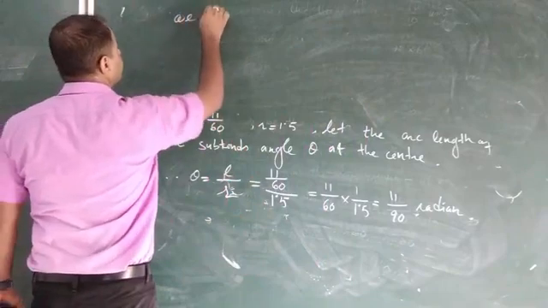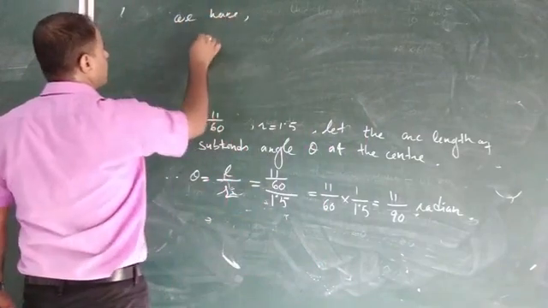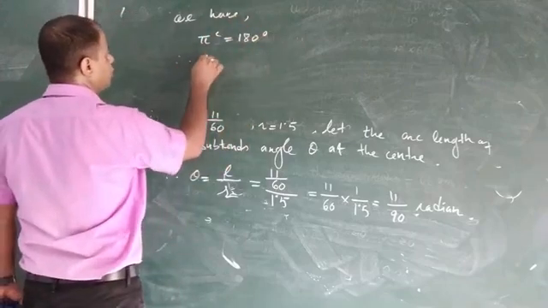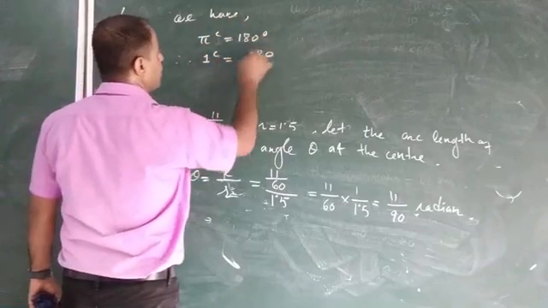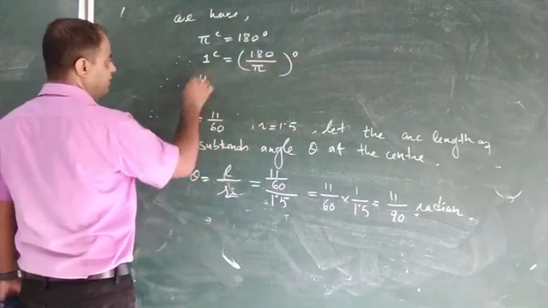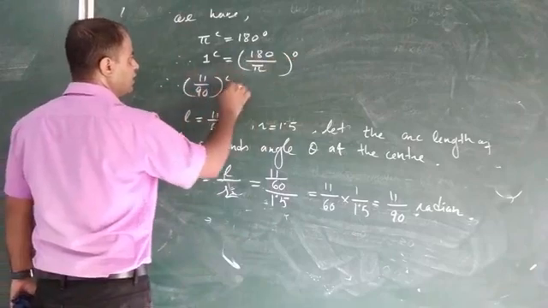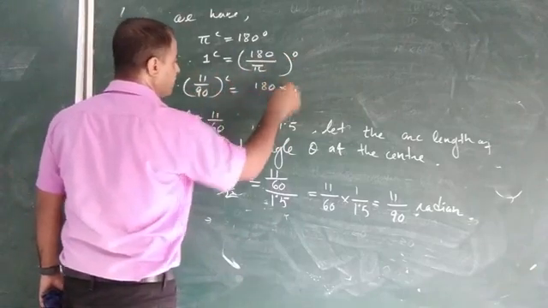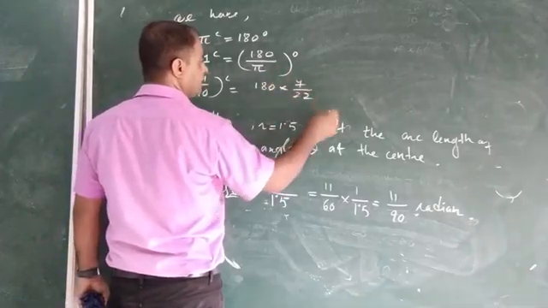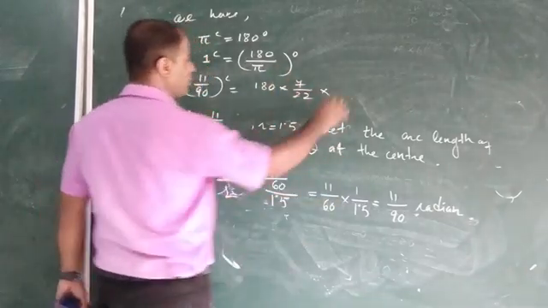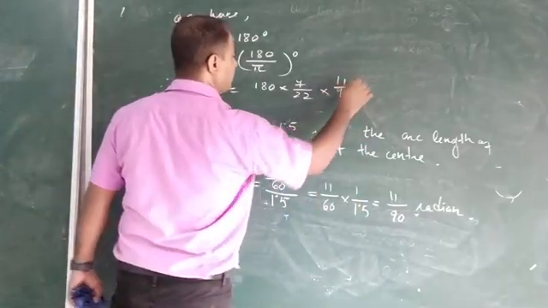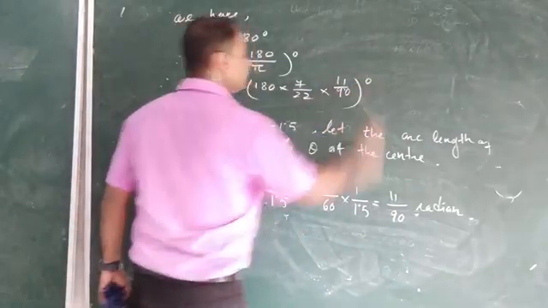Now we have pi radian equal to 180 degree. Therefore, 1 radian equal to 180 by pi. Therefore, 11 by 90 radian equal to 180 by pi, with pi as 22 by 7, so 1 by pi means 7 by 22, into 11 by 90, which is in degree.